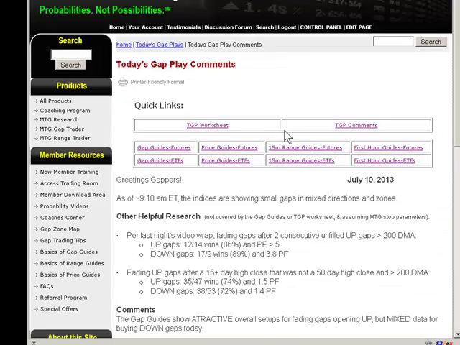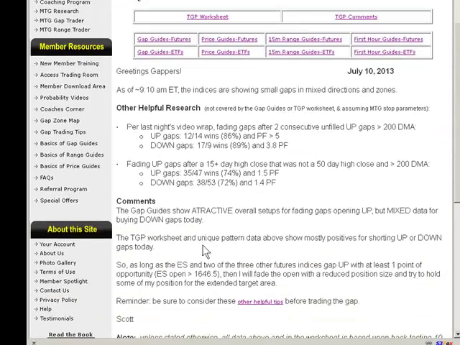I would have shorted an up gap, just so you know. That's the whole point of showing you this. An up gap was pretty much a no-brainer in my mind, and I wasn't going to trade a down gap. The data was a little bit too weak. If you look at the individual gap guides, the zones that we would be opening in were just too weak. So nothing for me there, which means I go to plan B for the day.